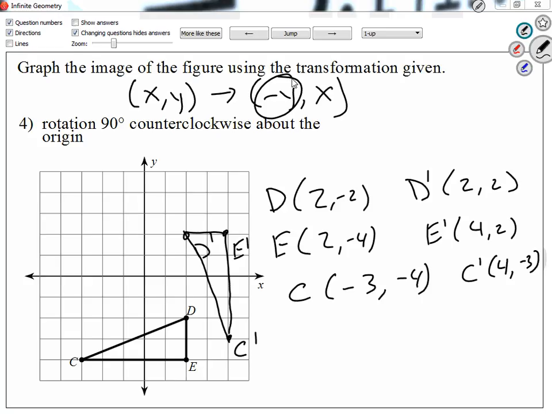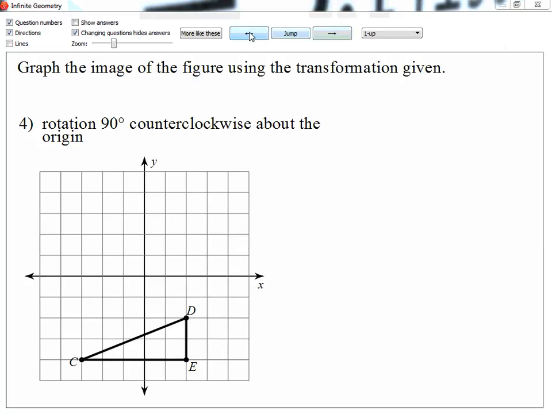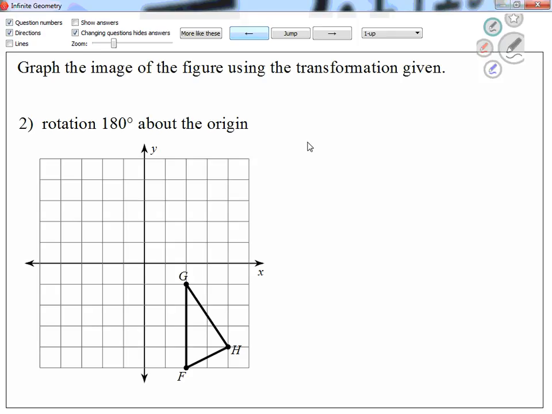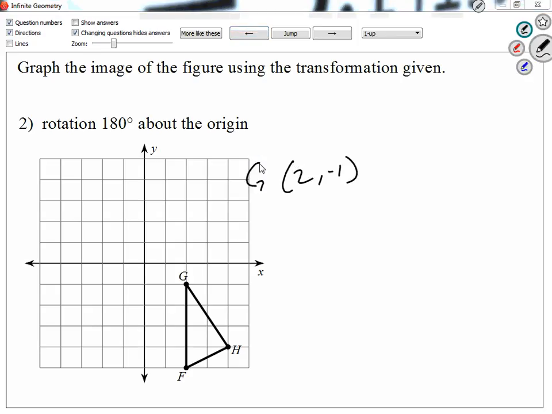All right. So we're good for the first one? Yes. Like on number 2, for example, point G is 2, negative 1. Does it just become negative 2, 1? So G prime, because it's 180 degrees, will become negative 2, positive 1? Yeah. Wait, how come the formula is different? It's different degrees, different formula. All right, so we're good on the first one?